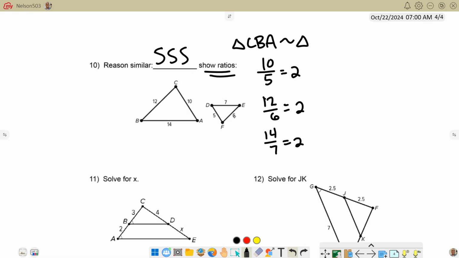Because I don't know that this one's going to go in alphabetical order either, right? So CBA would go along the medium side, then along the largest side, right? So I want to do the same thing over here. Along the medium side, then along the largest side. So F-E-D, right here. F-E-D.